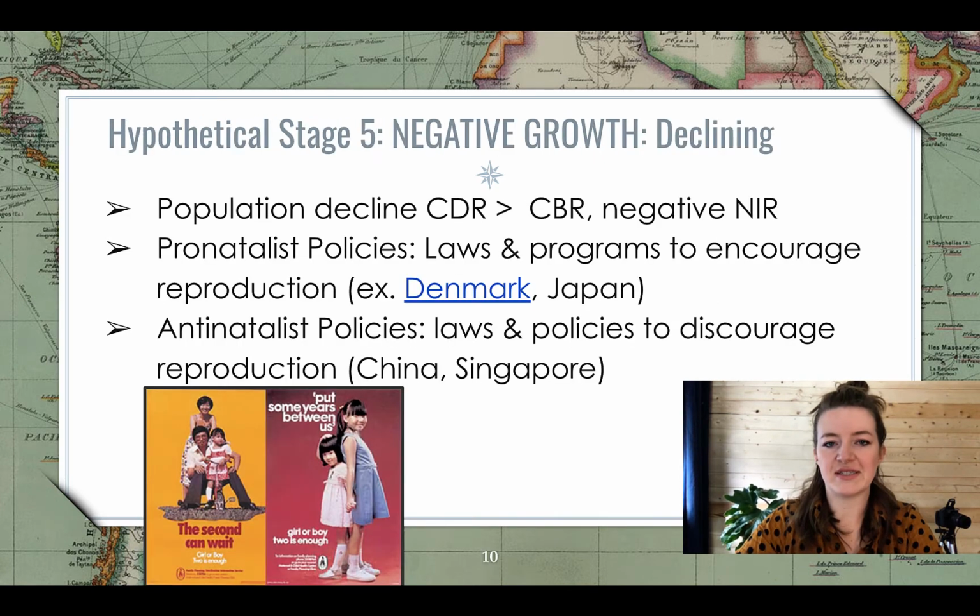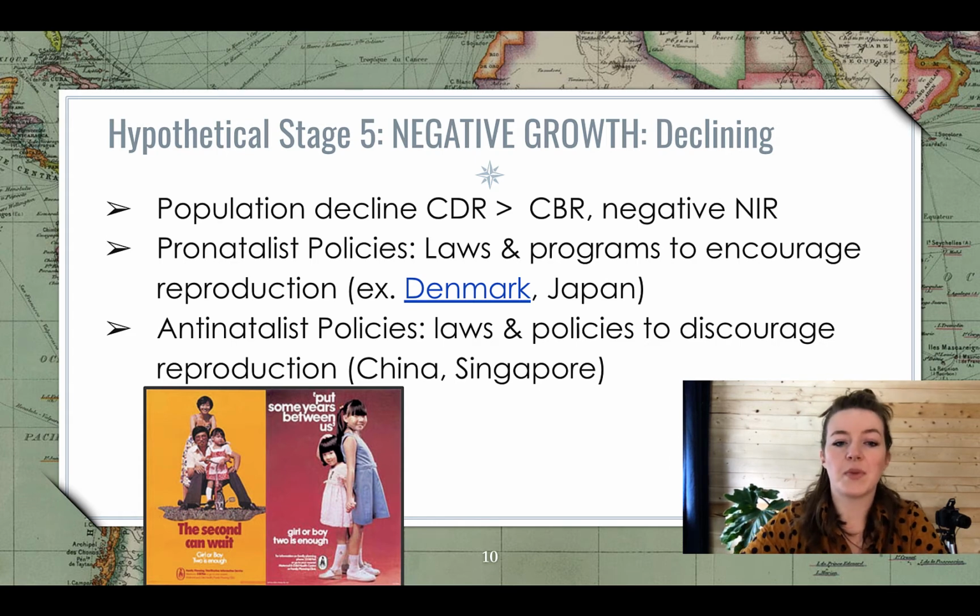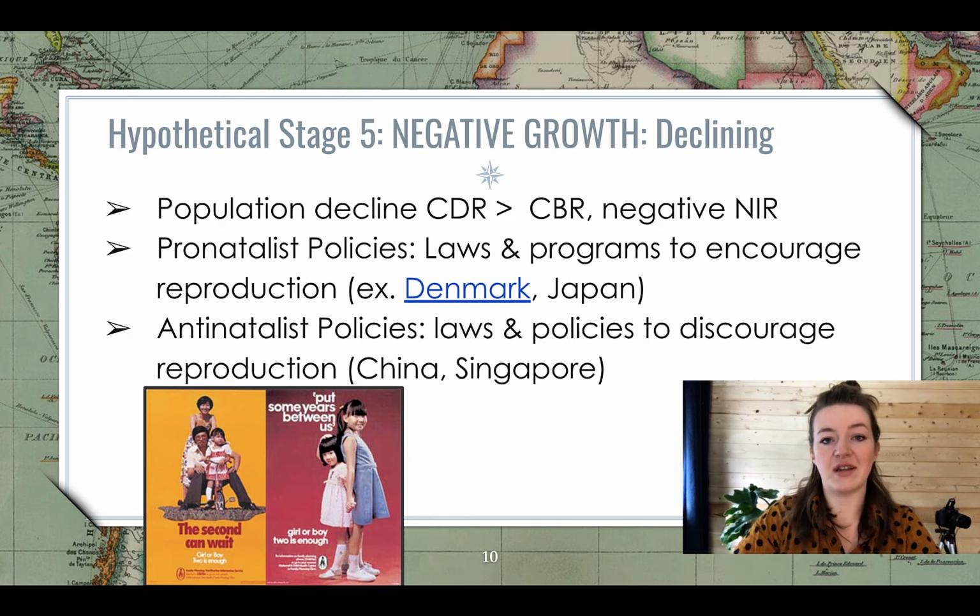And finally, we get to stage 5. And this is still kind of seen as hypothetical, but realistically it exists. So it might exist for different reasons, and that's sort of that hypothetical part of it. So what we see here is negative growth. This is our declining stage. Our population decline, our CDR is greater than our CBR. We have a negative NIR.